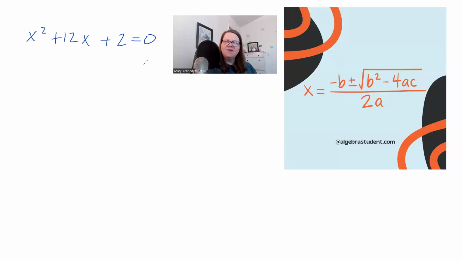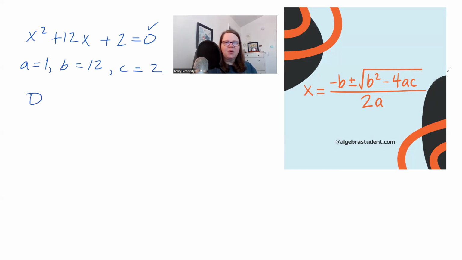All right, the quadratic formula needs to be set equal to 0 so we can start, and it is. So we're ready to find A, B, and C. They're in order. A is 1, B is 12, C is 2. All right, now let's do the discriminant.